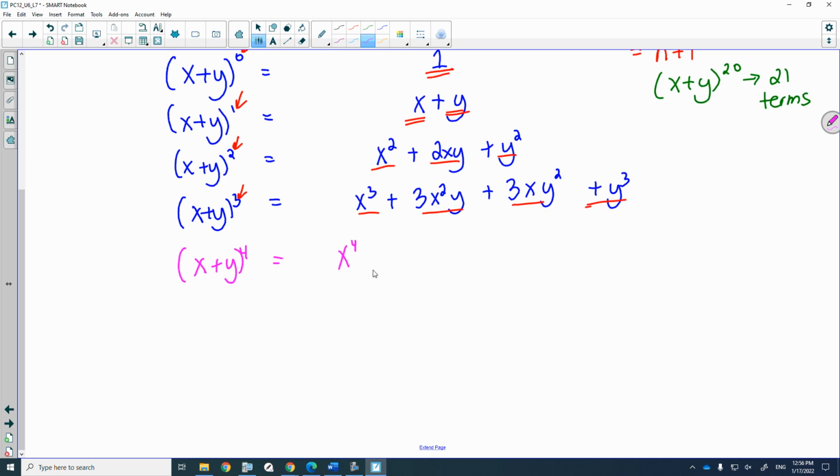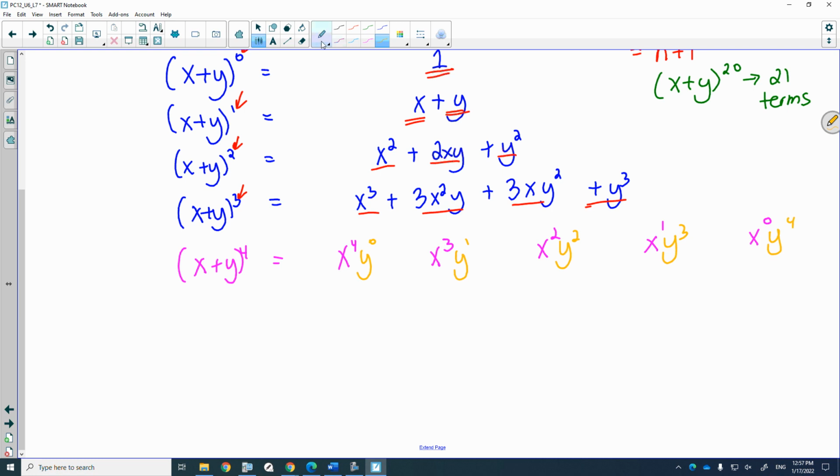So first term is going to be x to the 4. Then second term is going to be x to the 3, x to the 2, x to the 1, and we're going to have an x to the 0. X to the 0 is just going to become 1. Then for our y's, this guy has a y to the 0, y to the 1, y to the 2, y to the 3, and this guy's going to have a y to the 4.